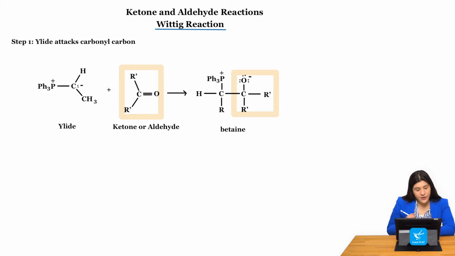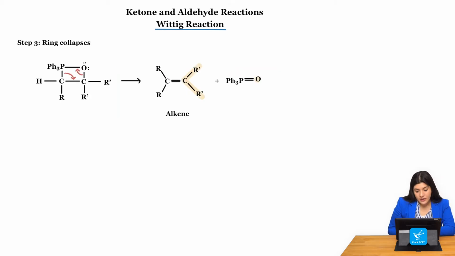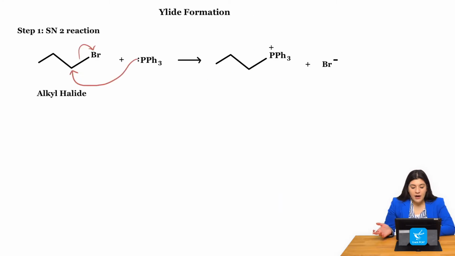So just to look at this further, the ylide is going to attack the carbonyl carbon, and then it's going to form this state, just because it is attaching on. And then next, this is our next reaction. Step 2 is then to form a ring. So this oxygen is going to form a ring with phosphorus, so it's going to look something like this. Then our ring is going to collapse, and that's how we break these two apart and form our alkene and this.